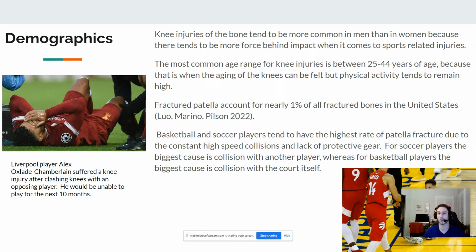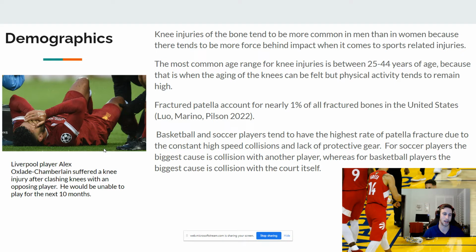Fractured patellas account for nearly 1% of all fractured bones in the United States. That was the only real stat in the United States that I could find, but that does show how common it is as a fracture. Basketball and soccer players tend to have the highest rate of patellar fracture due to constant high-speed collisions and lack of protective gear. For soccer players, it's usually player on player; they'll collide. Basketball players, they usually fall down onto the court. That can definitely cause a high impact.